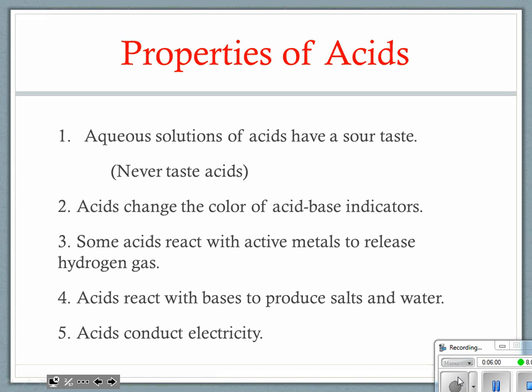And finally, acids conduct electricity. Remember when I showed you the conductivity? I had the bulb and the harness and I put them in the liquids. If I would put that bulb and harness into an acid, it would indeed light up the bulb. It does conduct electricity.